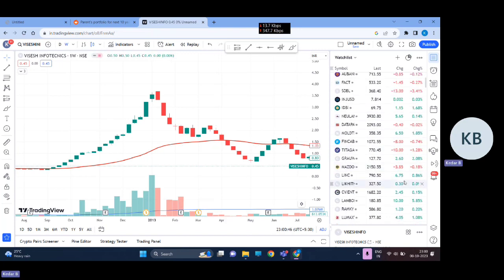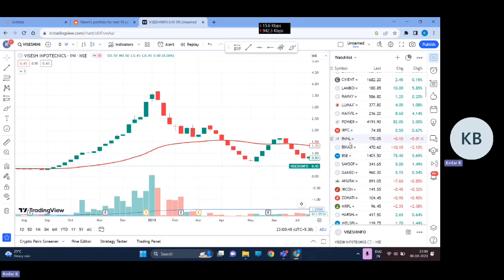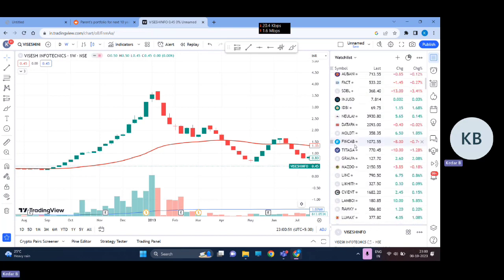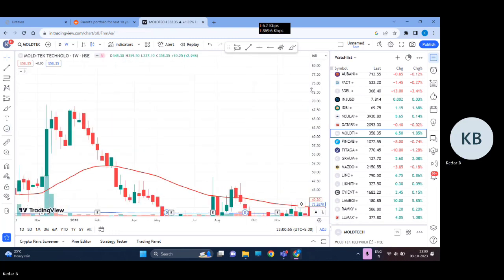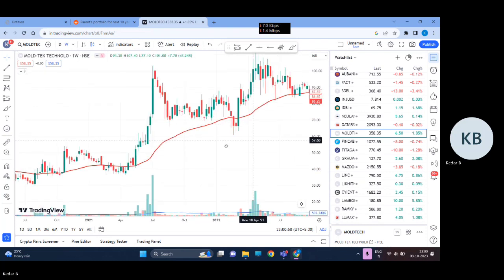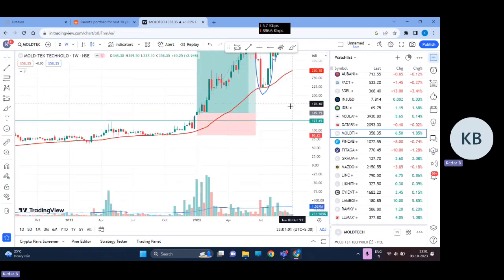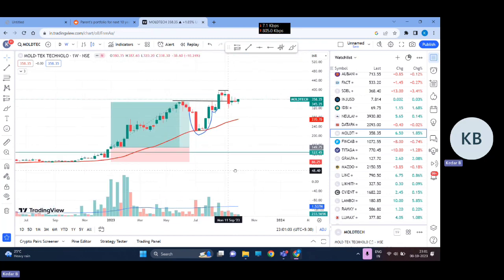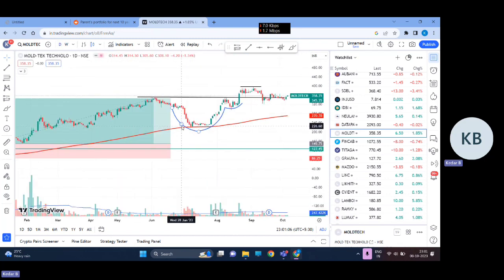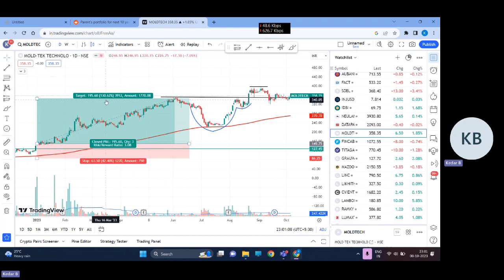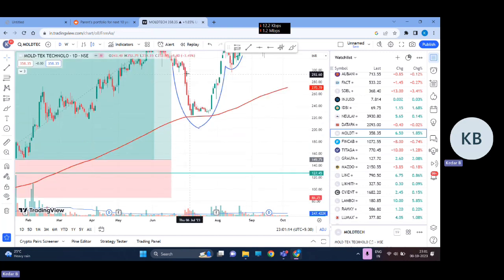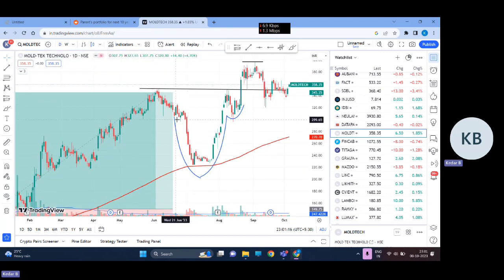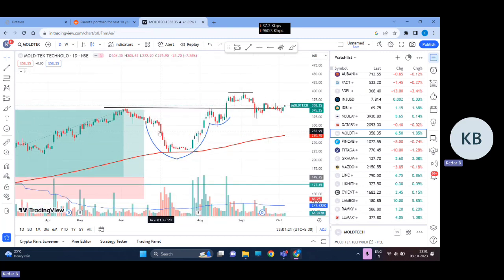For example, this one, Moltech. See, suppose you had invested in Moltech, let's switch to the daily time frame. Suppose you had invested here. It gave a fantastic 130% up move. You bought it here, and you saw its trend started going down. You have your system for detecting that, and you want to sell here, you can easily do it.